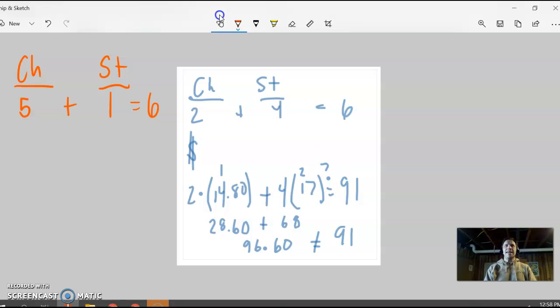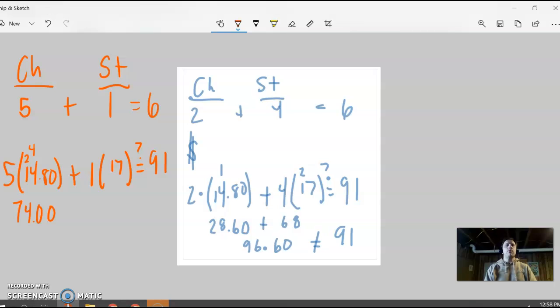All right. And then let's do the money. 5 times 14.80 plus 1 times 17. We want that to equal $91. So let's do this math. 5 times 0 is 0. 5 times 8 is 40. Carry the 4. 5 times 4 is 20, plus 4 is 24. 5 times 1 is 5, plus 2 is 7. So that's $74. Then 1 times 17 would be plus 17. Does that equal 91? 74, 17. Yeah, that does equal 91. We found it. We found it by guessing and checking.